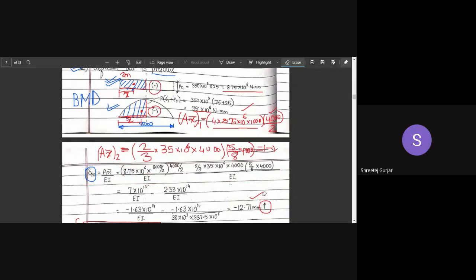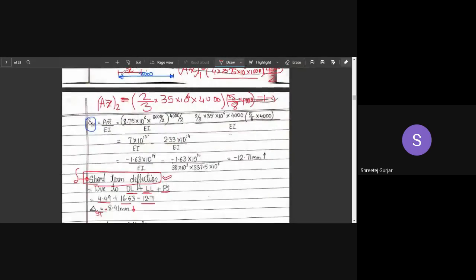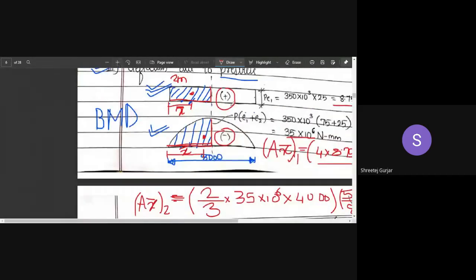Okay, you want to understand that part, this perpendicular distance. So what is 5 by 8? It is this direction. So this is your area, and this red dot which you can see is the CG of this half parabola, the centroid of this parabola. So you have to calculate this distance which I have shown in red. This is your x bar.